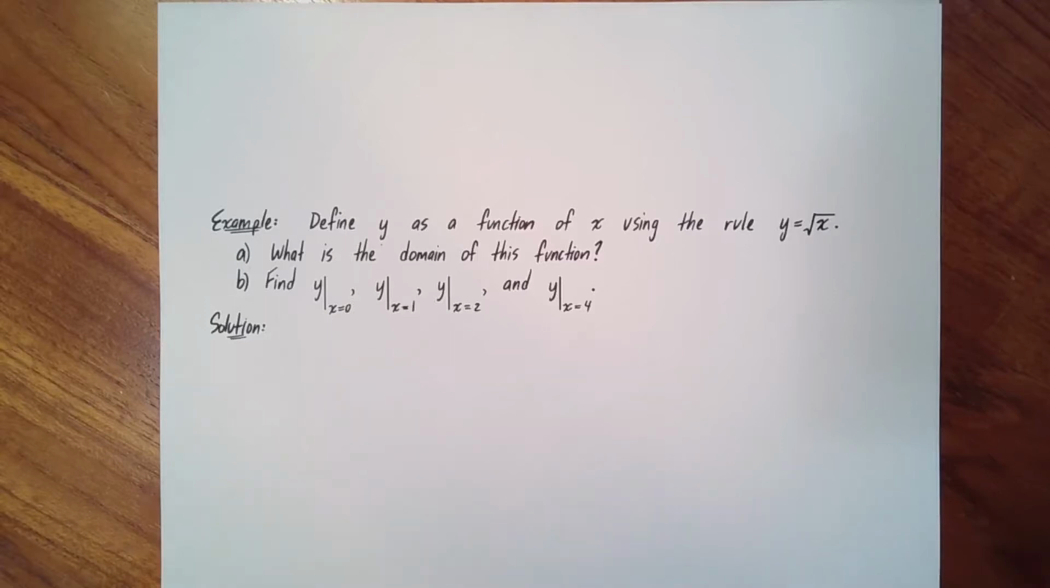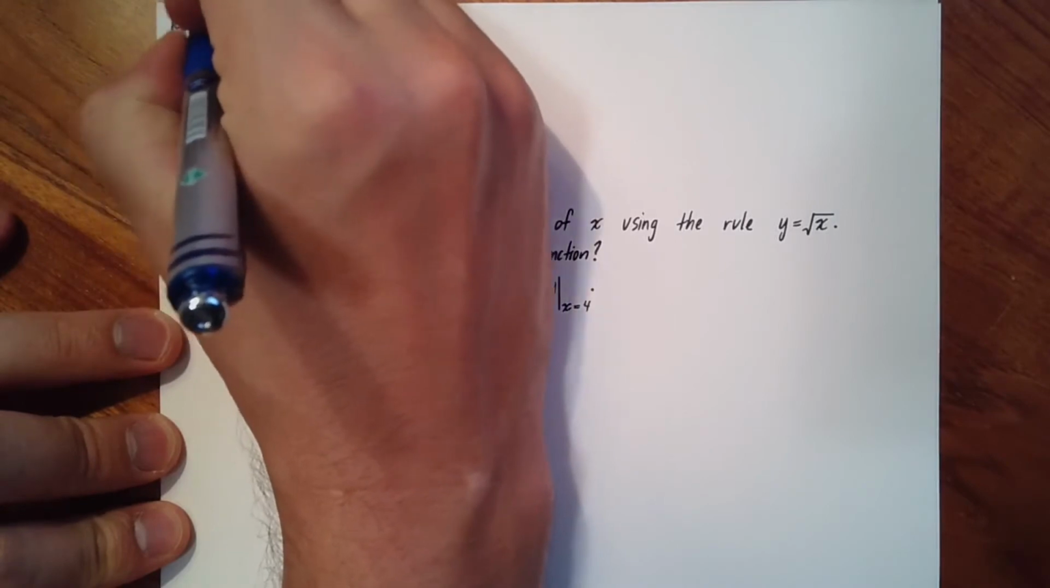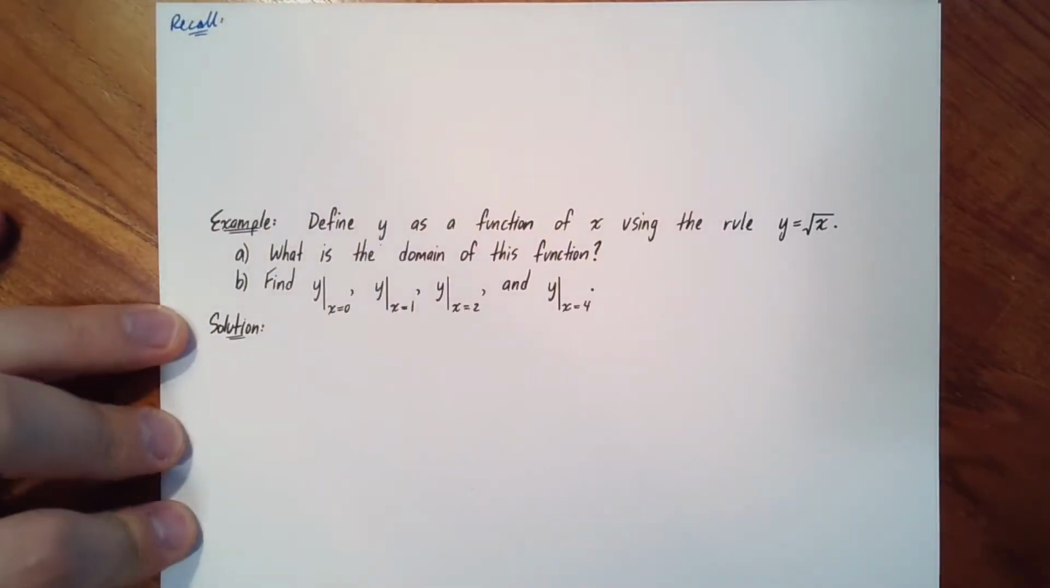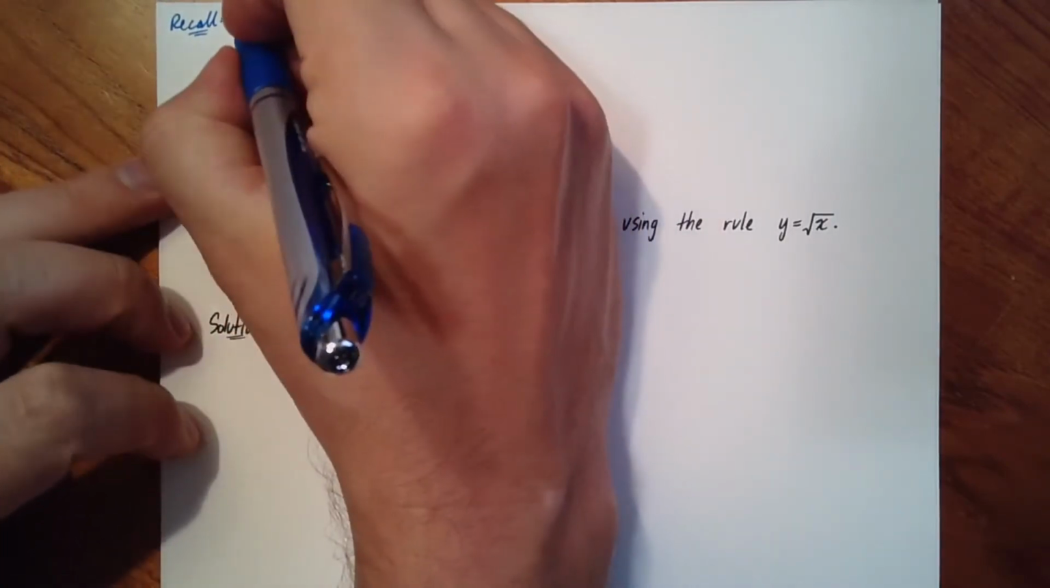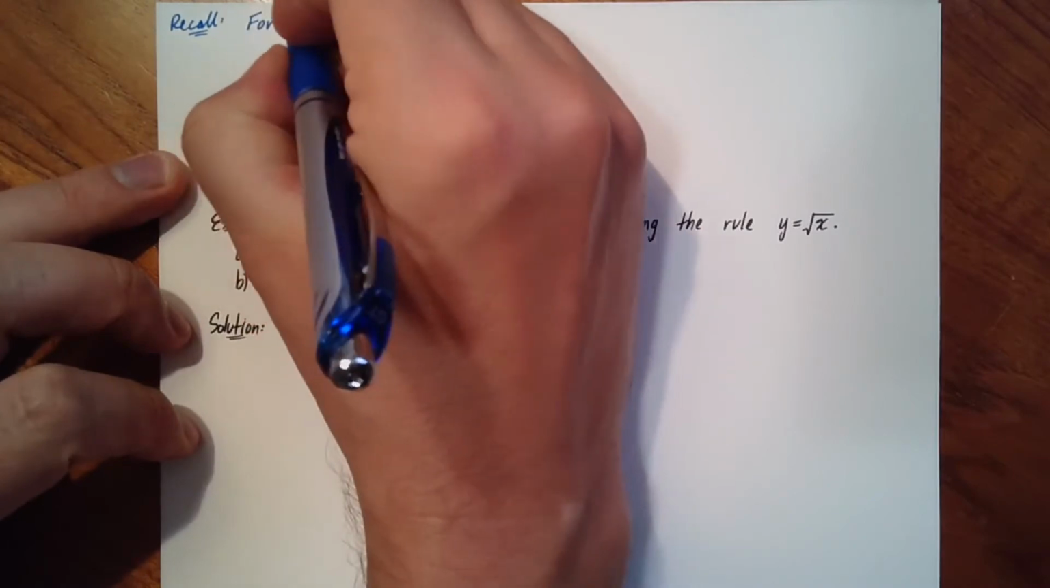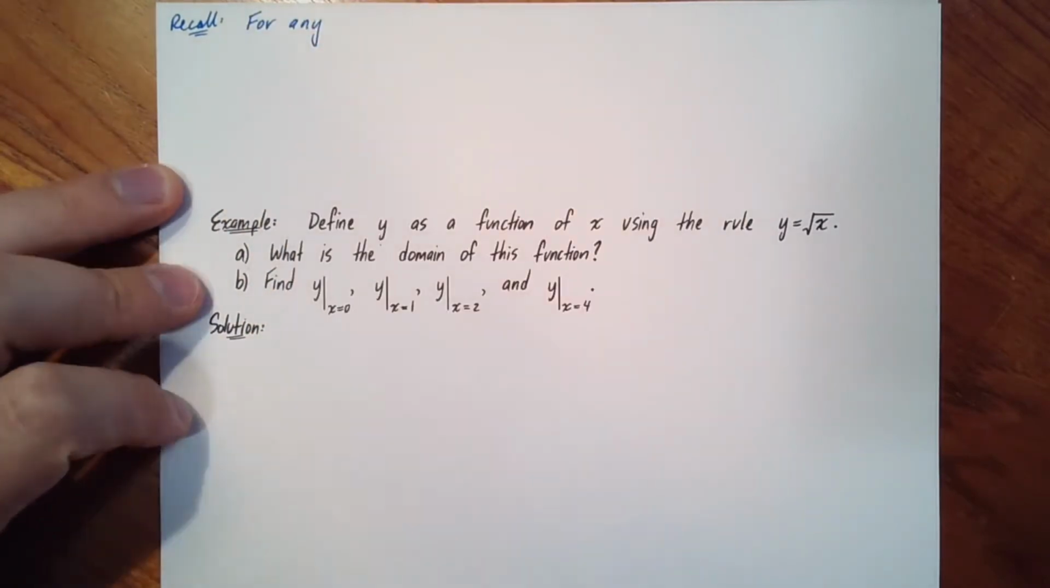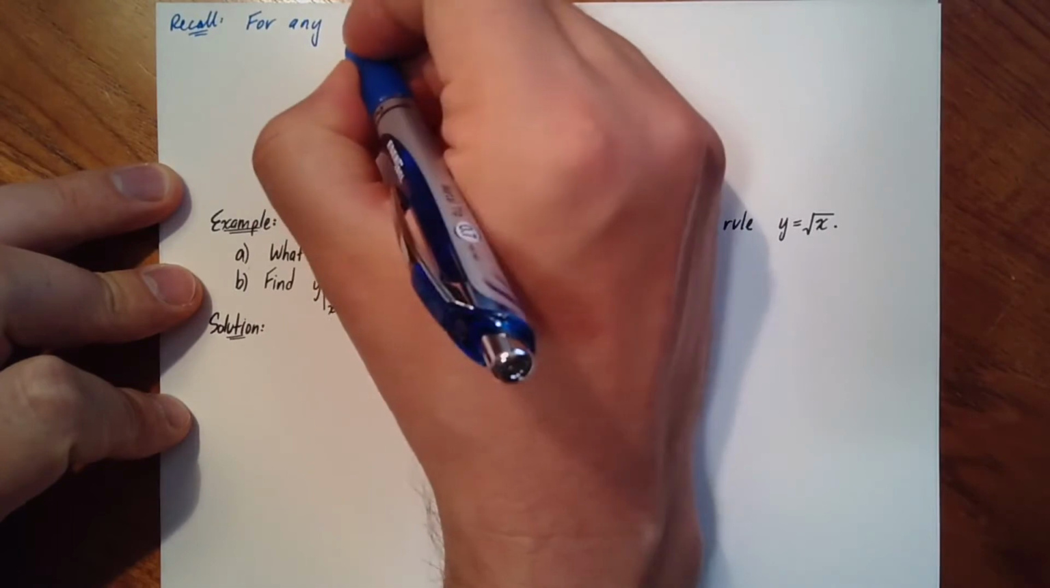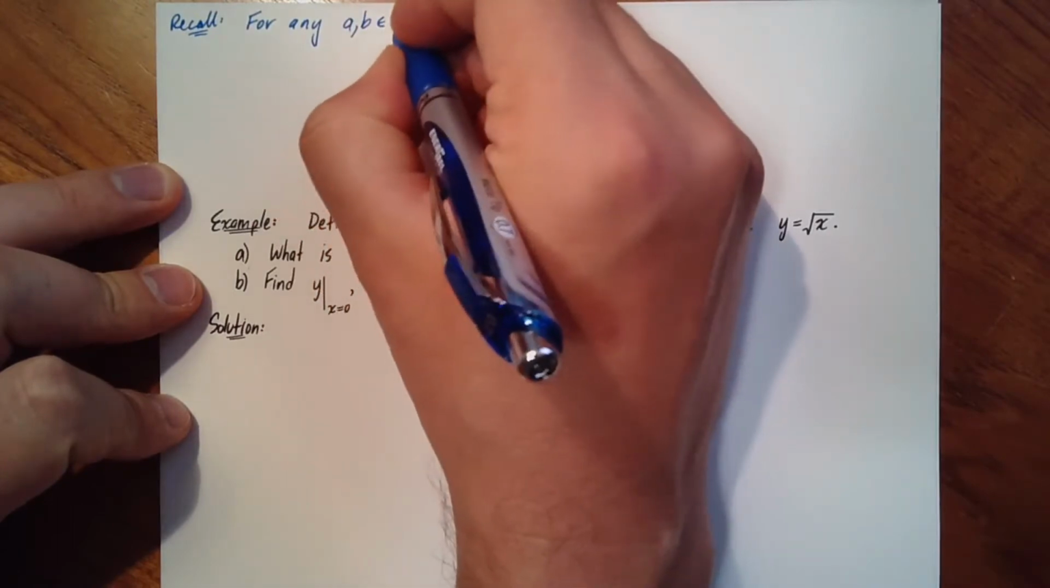Okay, so I mentioned that I would like to just give you a brief reminder on how interval notation works. So let's recall the following. Start with two numbers. For any real numbers, and I'll call them A and B, the way I can write that is just to say for any A and B in the reals.